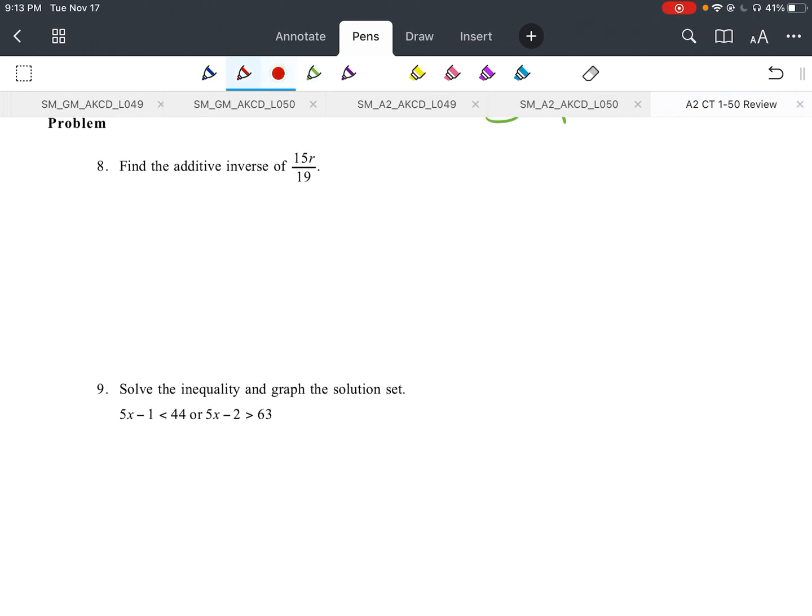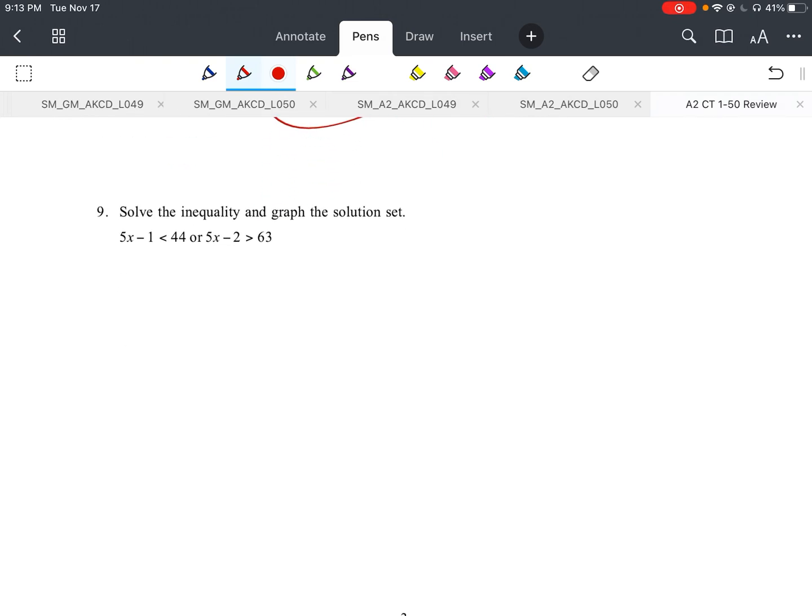Find the additive inverse. Additive inverse. The additive identity is 0. So what added to this would make 0? What's the opposite of this when you're adding? Well, that'd be just the negative version of this. So it'd be negative 15r over 19. Done.